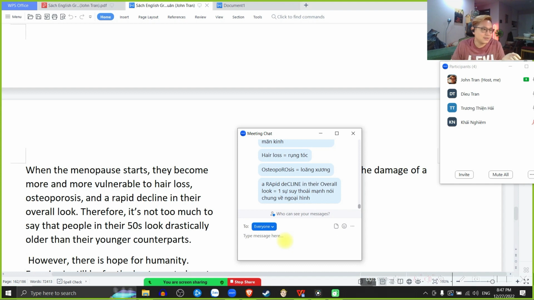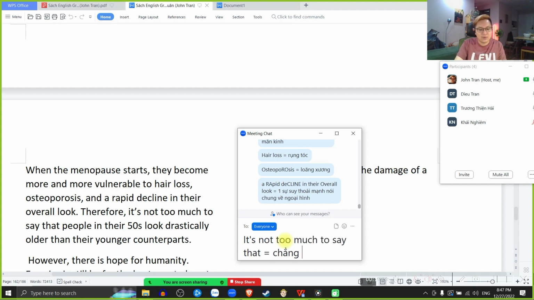Like after menopause starts, your overall look declines. You look fatter, your breasts just go down, and your skin looks worse. Yes. Da nhìn rất là worse luôn, rất tệ luôn. Therefore, it's not too much to say that. Chẳng có quá đáng lắm đâu.